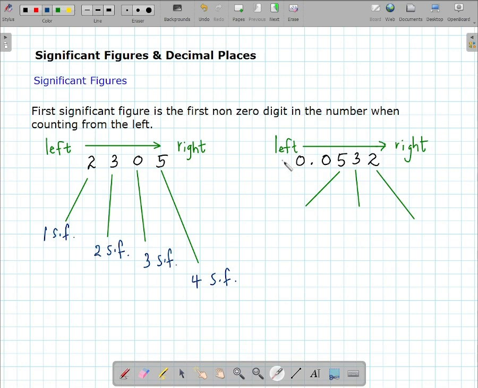Okay, let's go to the second number. So we're counting from the left. You can see here the digits start with 0, then also 0. Then we have a non-zero digit, that is 5. That is our first SF. Then 3 is the second SF. Then 2 is the third SF.